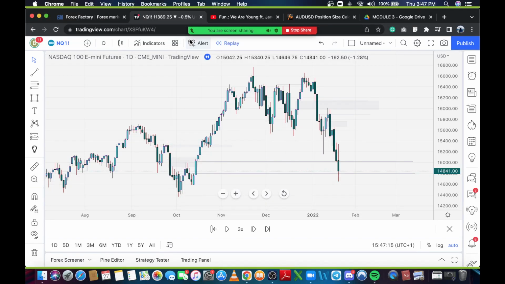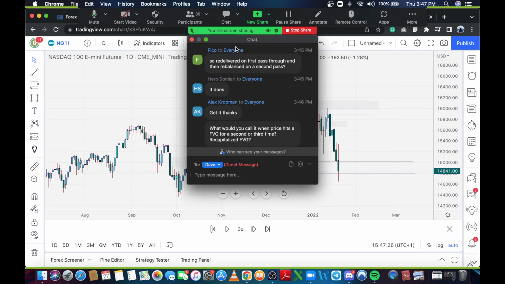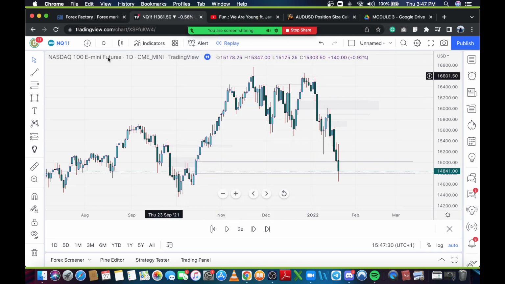No, no, no. If the market trades into a fair value gap second to third time, it's still the same as a reclaim for value gap. It's the same thing. It's not recapitalized or anything. It's just the same. It's being reclaimed. It's being utilized multiple times. So reclaim for value gap.